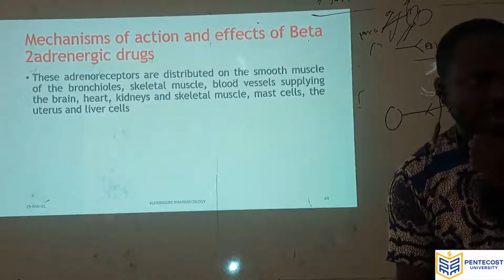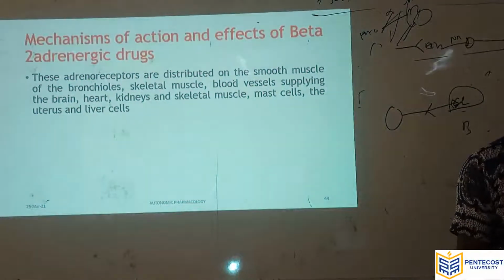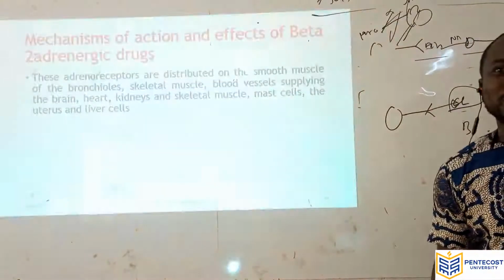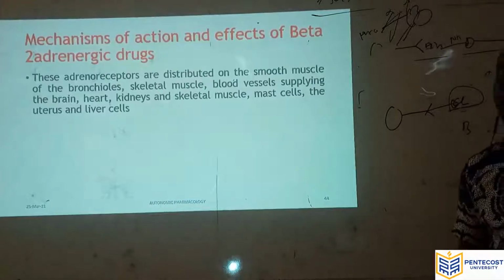Okay, so the mechanism of action of beta-2 receptors. We are done with beta-1, so we are going to look at beta-2 receptors.